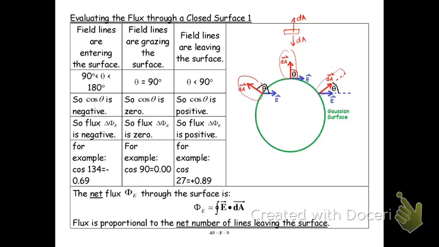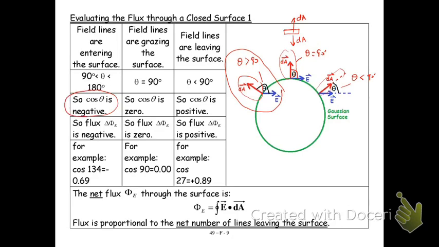And what I notice is that for my E times dA times the cosine of the angle between, in this case, theta is greater than 90 degrees. In this case, theta equals 90 degrees. And in this case, theta is less than 90 degrees. And so that affects the sign of my amount. If the field lines are entering, and my area vector is always pointing outside, then what I get is a cosine theta that is negative. So that's a negative flux.